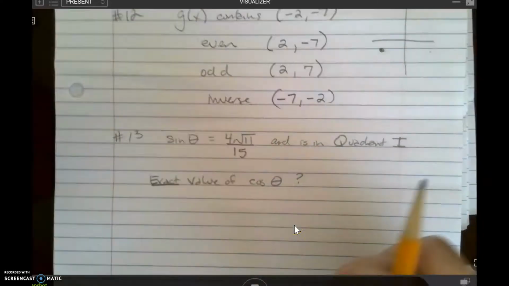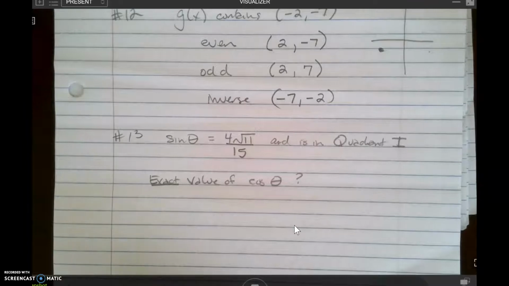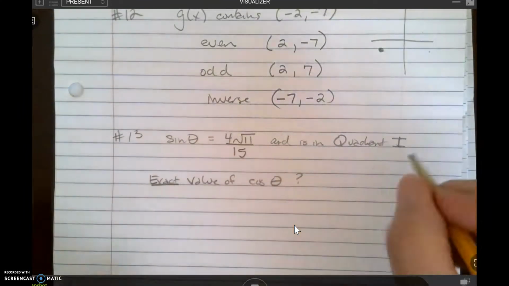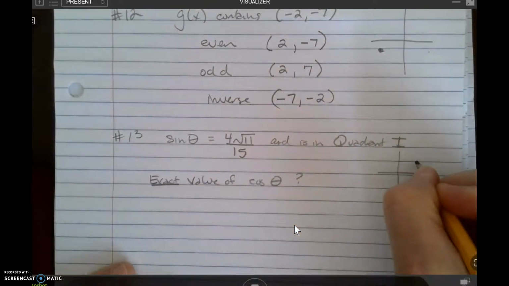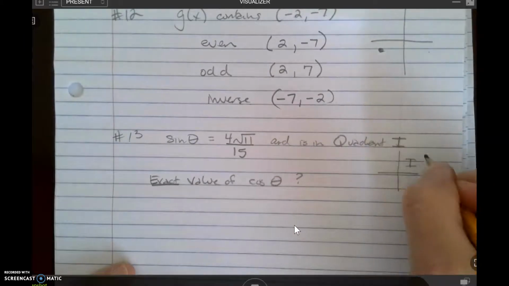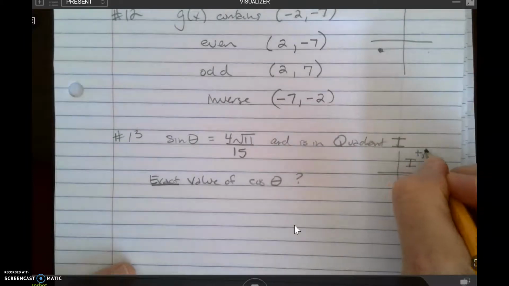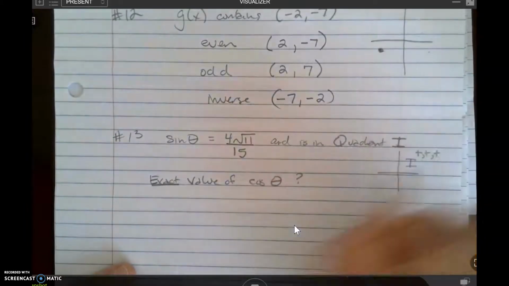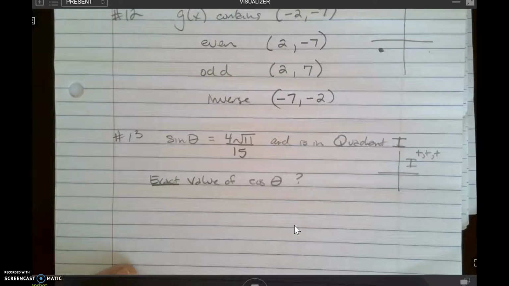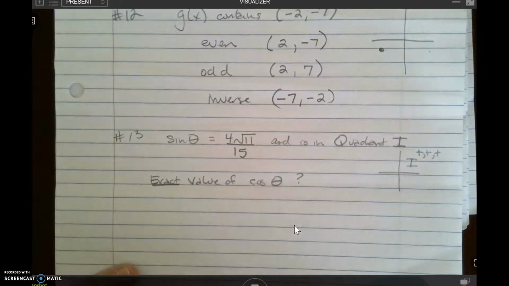Okay. In number 13, we're told that the sine of theta is 4 square root of 11 over 15. And we're also told that theta is in quadrant 1. So remember that everything over here in quadrant 1 is positive. Sine is positive, cosine is positive, and tangent is positive. All three of them are positive, which makes it kind of nice. We don't need to worry about positive and negative signs. We're asked to find the exact value of the cosine of theta.